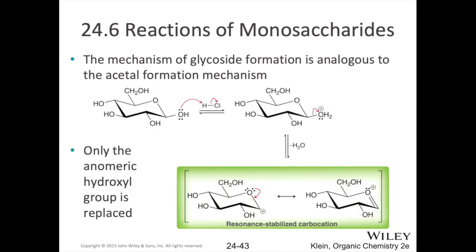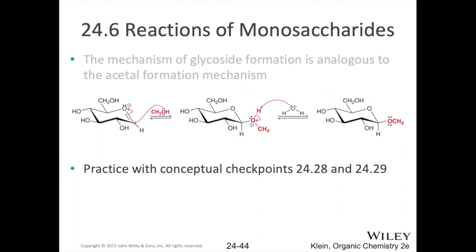Another really important thing to note here is unlike the previous examples where we did reactions at all of the alcohol groups, here it's only the anomeric alcohol group that's replaced. All right, and so here's the mechanism. Again, this should look pretty familiar from what you remember of acetal formation from hemiacetals.